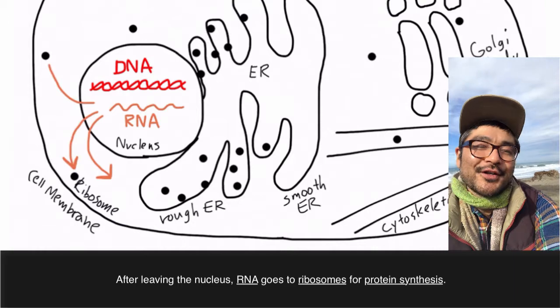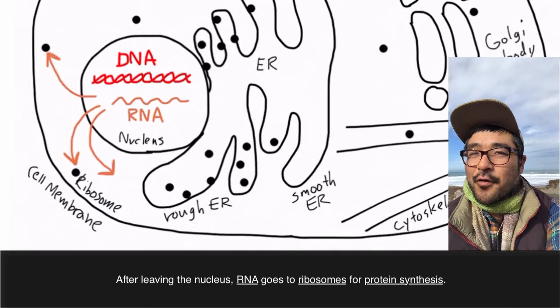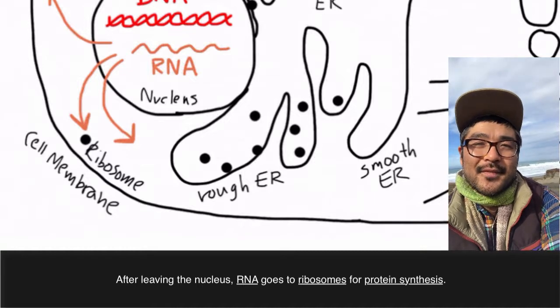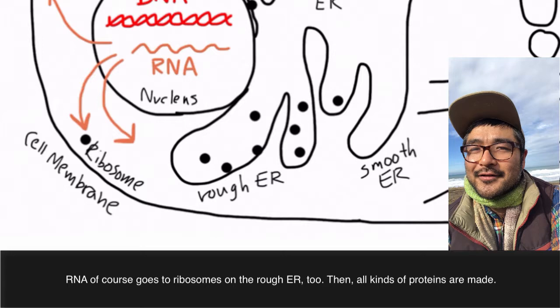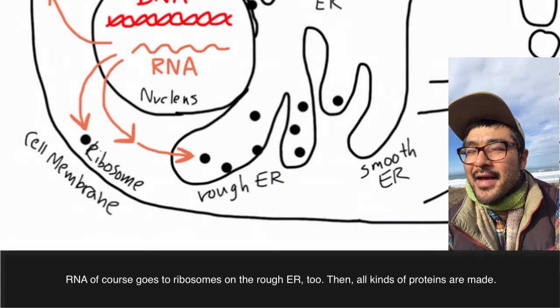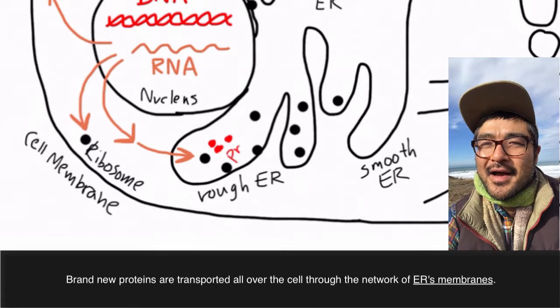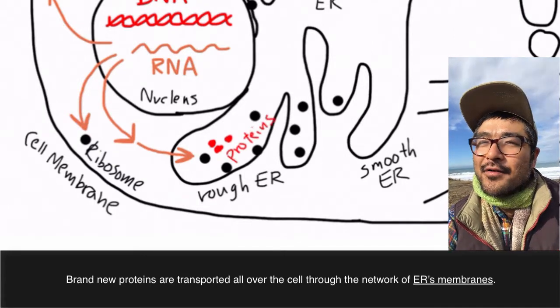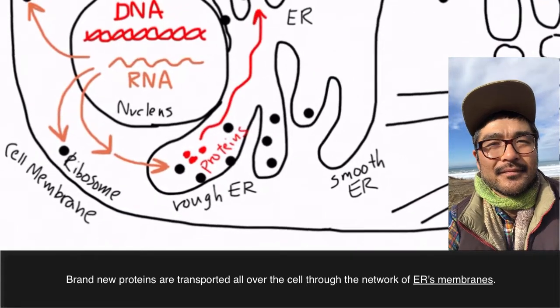After leaving the nucleus, RNA goes to ribosomes for protein synthesis. RNA, of course, goes to ribosomes on the rough ER too. Then, all kinds of proteins are made. Brand new proteins are transported all over the cell through the network of ER's membranes.